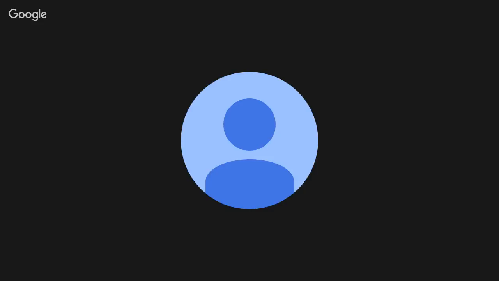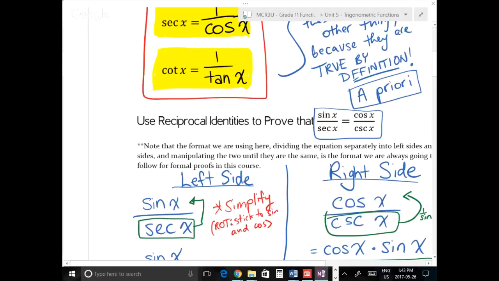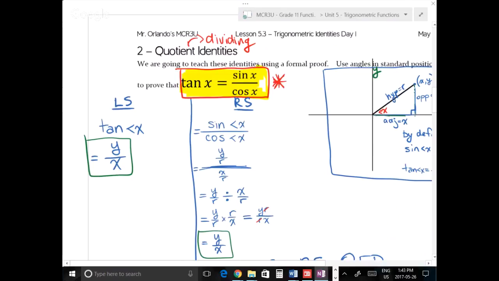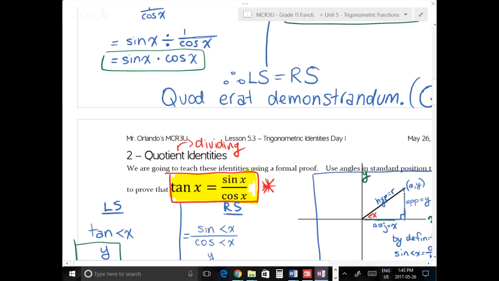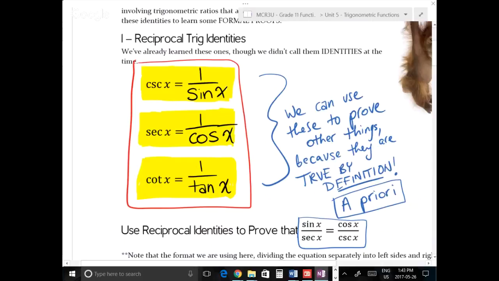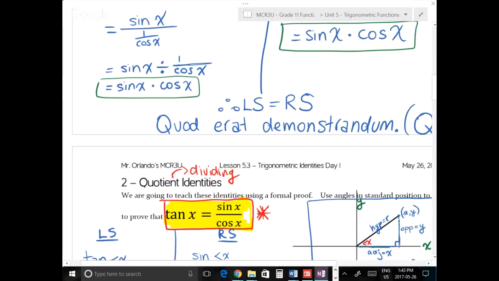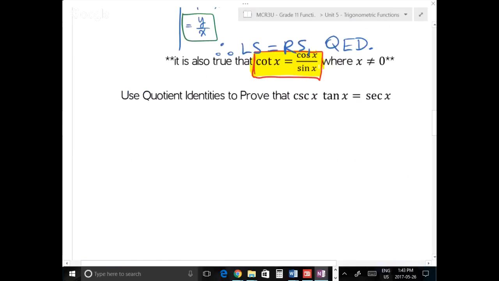And then we just proved the 2 quotient identities. Tan x is sine x over cos x. And then, because we know that cotangent is just tangent flipped, we know that cotangent is cos over sine. Those 5 facts are all we're going to need to do the next bunch of questions. And I want to do the first, at least one, together. So let's try this first one.